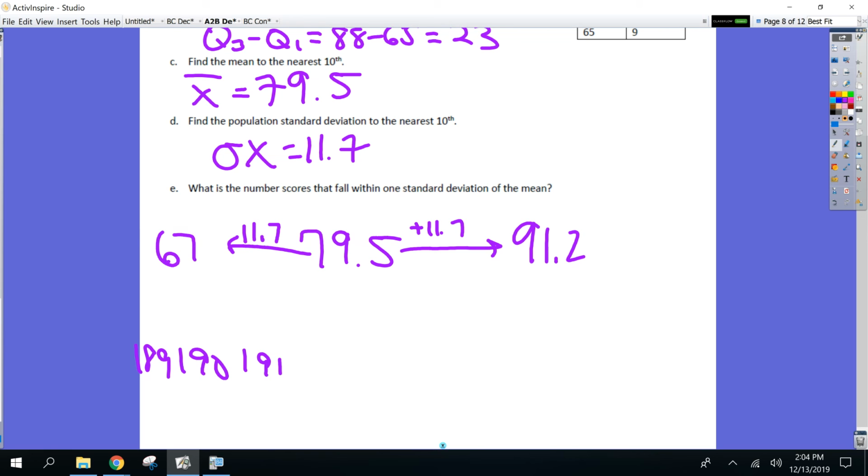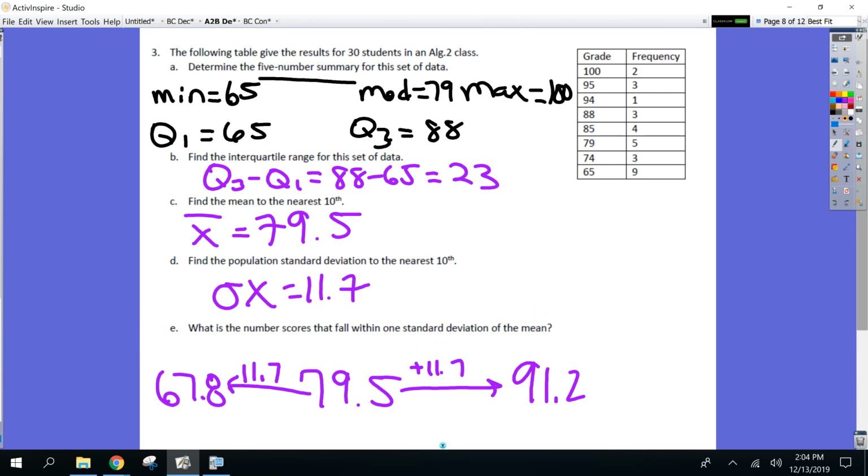All right, so I need to know how many scores fall within this range, because this is within 1 standard deviation right now: 67.8 to 91.2. Go back to your table. Which scores can I count? Which scores can I not count? 65, counting. 74, no. 79. 85. 88. 94.